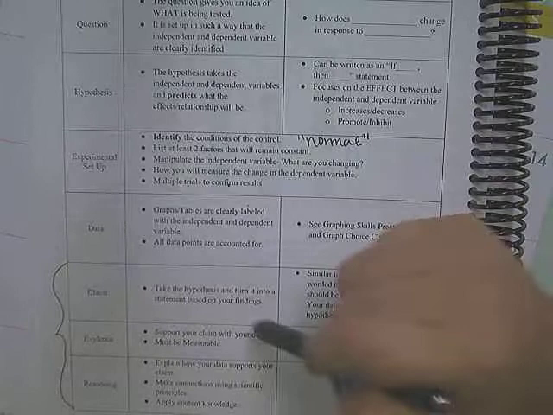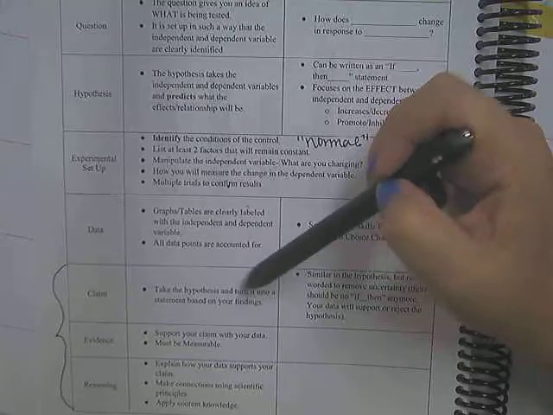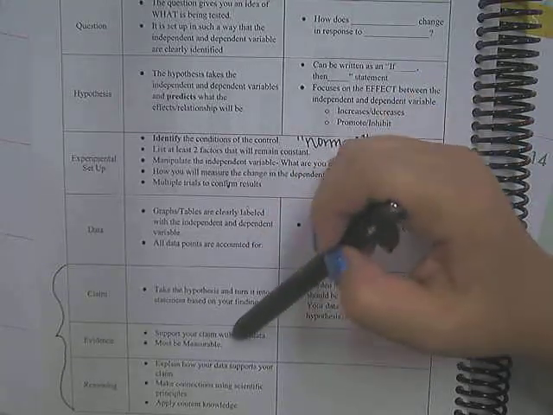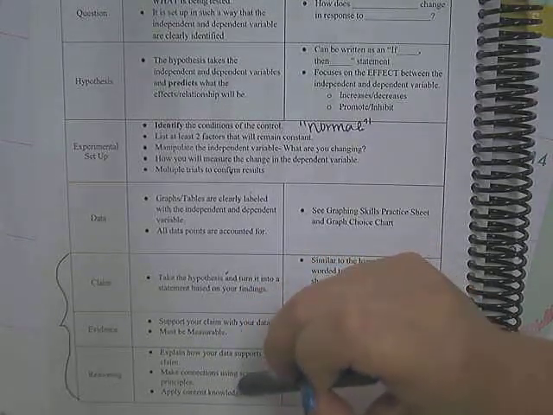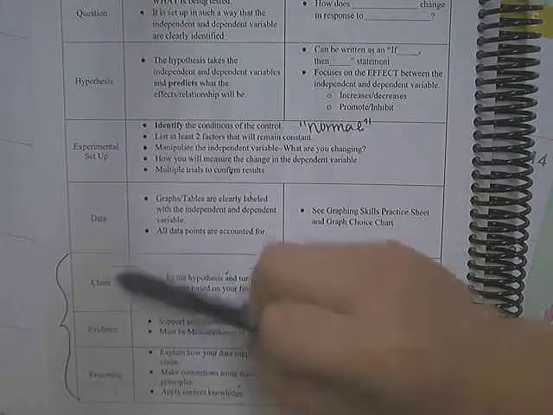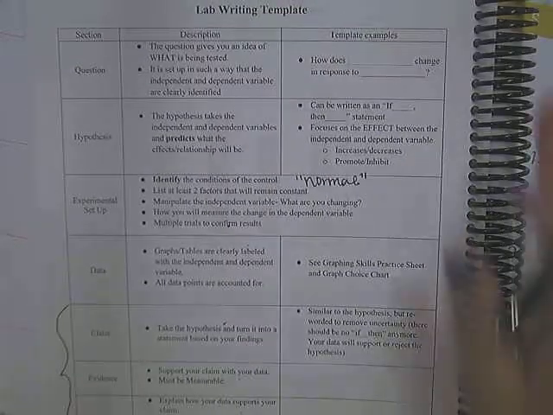And then the claim, evidence, reasoning. So claim, you take your hypothesis and turn it into a statement based on your findings. The evidence is going to be measurable and must support your claim. And then the reasoning is going to be how that connects to a biological concept. And it may be that we do just this portion for a lab, or we do this portion for a lab. But we're going to practice this all year long.